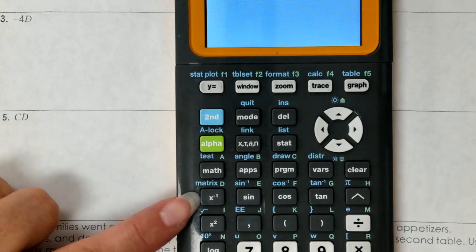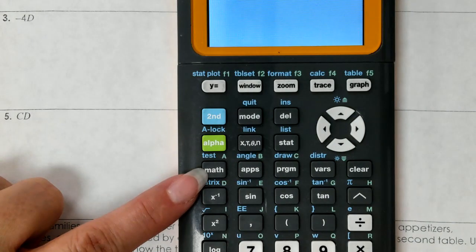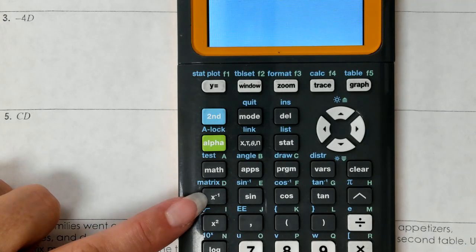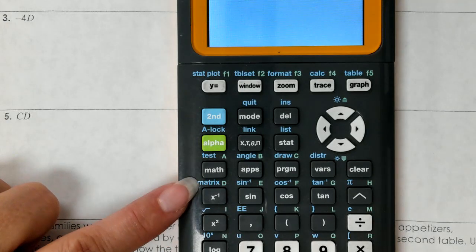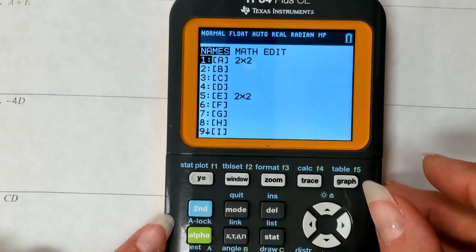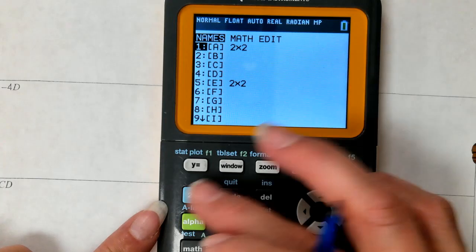Do you guys see above or below the math button, the key has a matrix word right there? Do you guys see that one? It's the x to the negative 1 power. So in order to get to matrices, we're going to hit the second key because it's in blue, and then that button that's x to the negative 1. I thought I cleaned them out. I did not. So hang on one second.